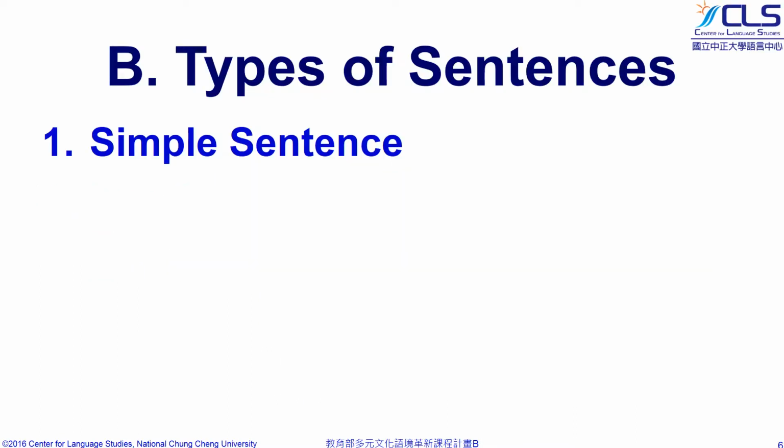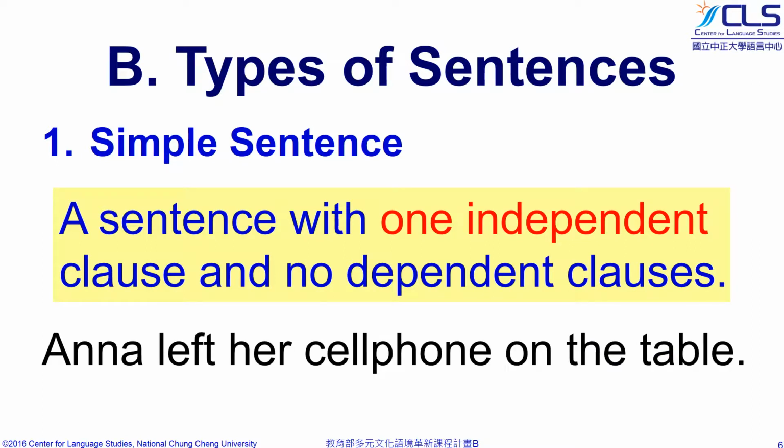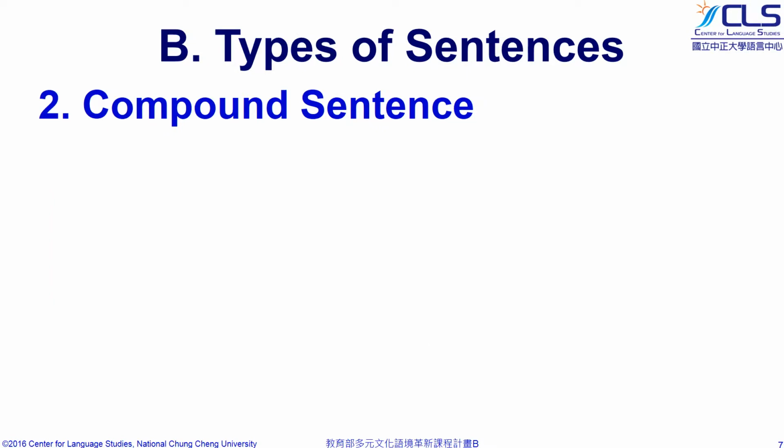The first is the simple sentence. A simple sentence means a sentence with one independent clause and no dependent clauses. "Anna left her cell phone on the table" is a simple sentence. The second sentence type is the compound sentence.